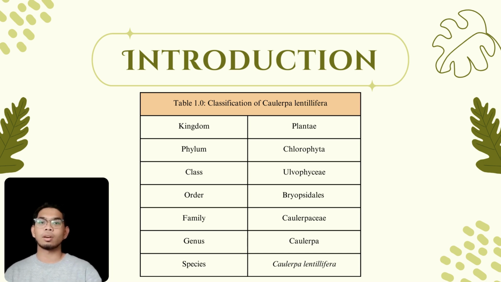In summary, Caulerpa lentillifera plays a significant role in global seaweed production, especially in Asia, and belongs to the Plantae kingdom, highlighting its importance in both biological classification and human diet.